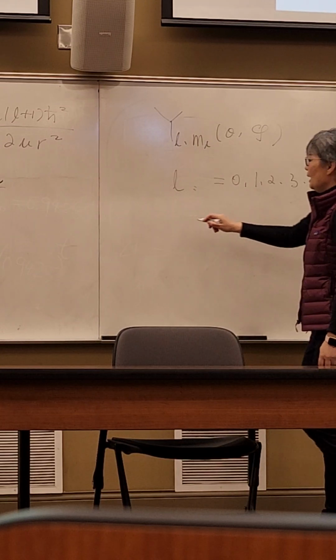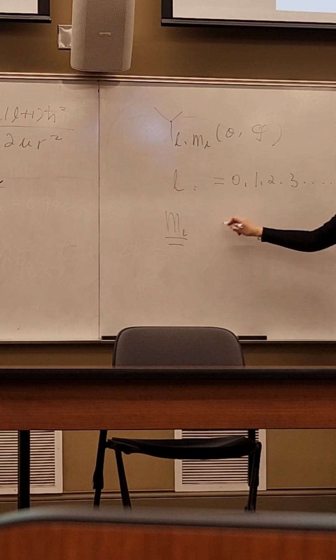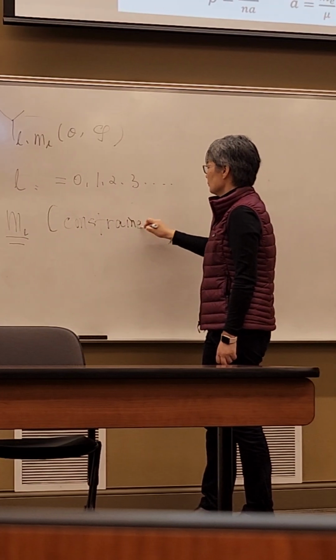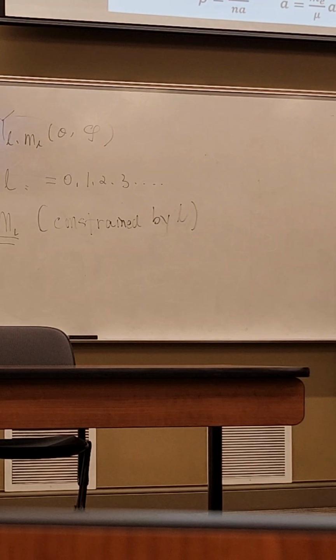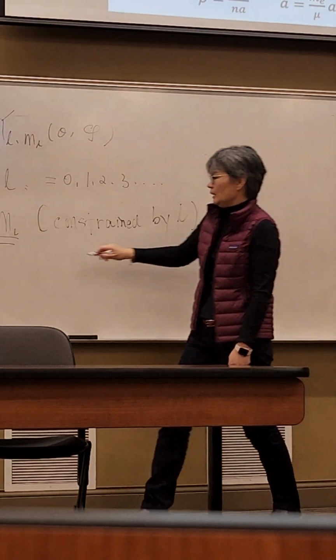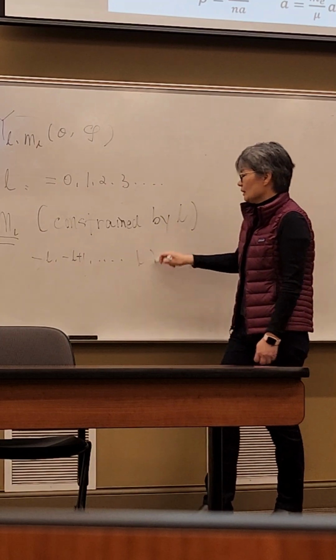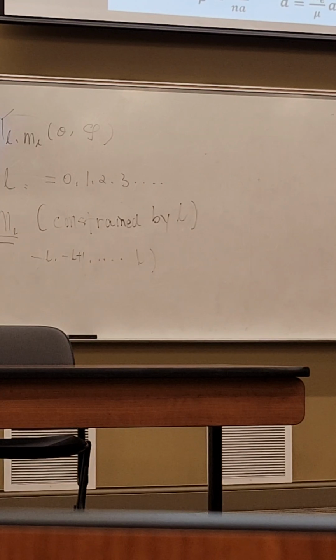Now, how about m sub L? m sub L is constrained by the value of L. Under each L value, what can m sub L take? The values go all the way from negative L to positive L, in steps of 1. Does that make sense? Okay, all right, but we already talked about this in topic 7F.